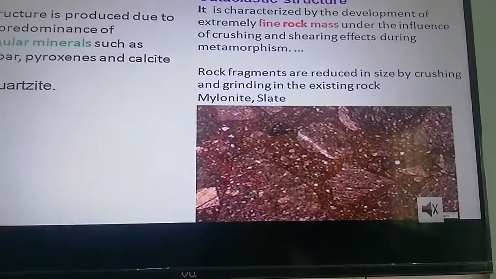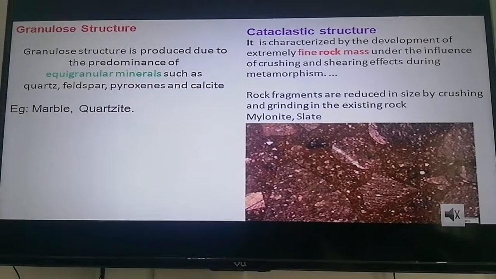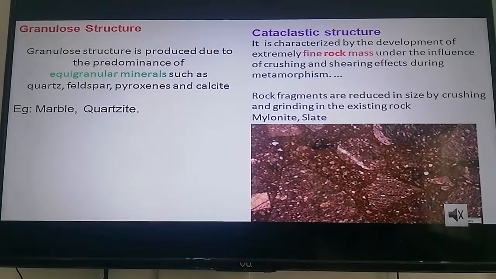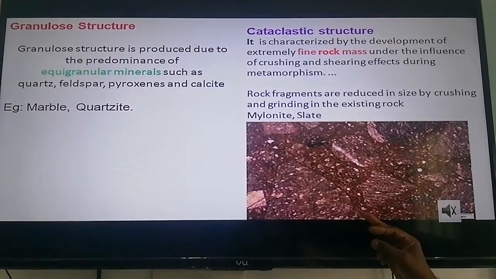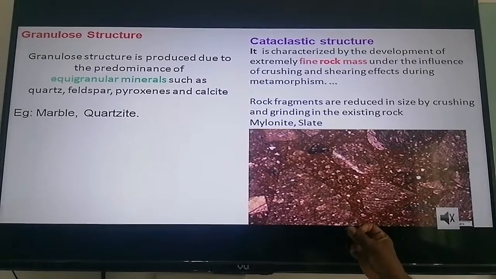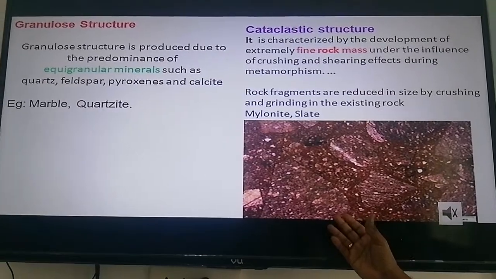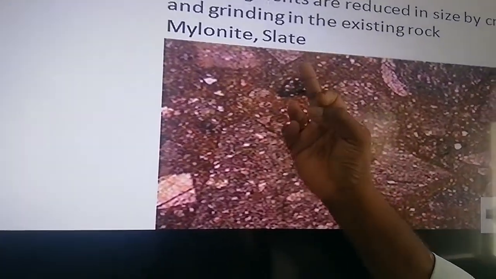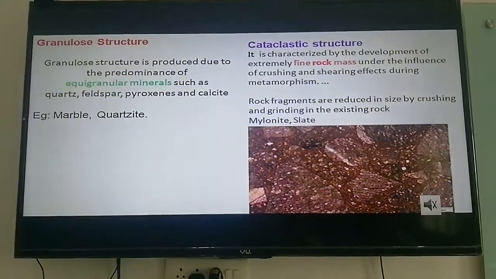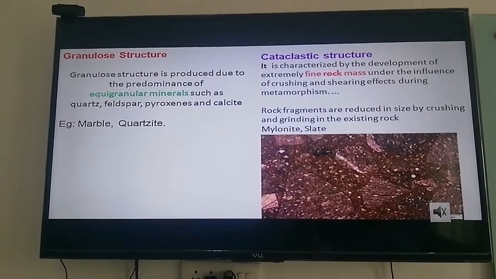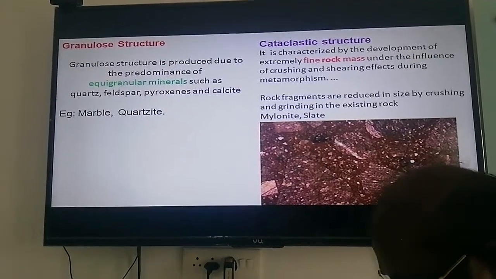Cataclastic structure. It is characterized by the development of extremely fine rock mass under the influence of crushing and shearing effects during metamorphism. That means rock fragments are reduced in size by crushing and grinding in the existing rock. We can see the cataclastic structure in metamorphic rocks, namely slate and mylonite, wherein the rock is an extremely fine rock mass under the influence of crushing.